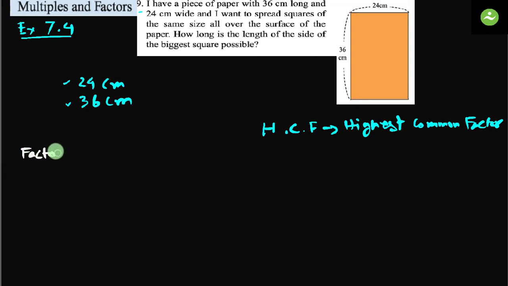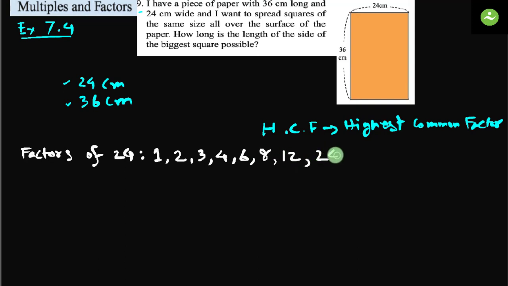Factors of 24. 1 is one factor of 24, yes, because 1 divides 24 without any remainder. 2 divides 24, 3 divides 24, 4 divides 24, 5 doesn't divide 24, so 6 divides, 8 divides, 12 divides, and 24 divides. So all these are factors of 24.